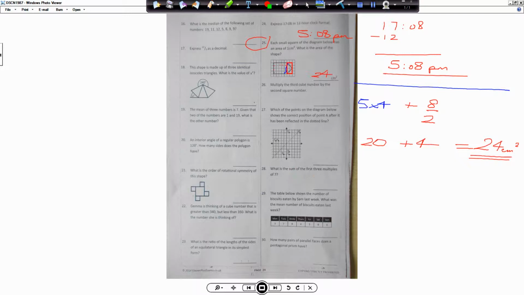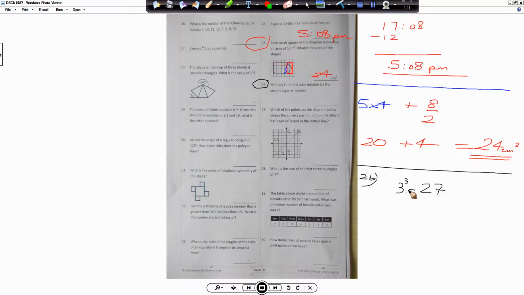Okay, the next question, we should be helped by the question that we just done. The next question is number 26, and question number 26, what does it say? Multiply the third cube number. What's the third cube number? So that's 3 cubed, which is 3 times by 3 times by 3, which is 27.